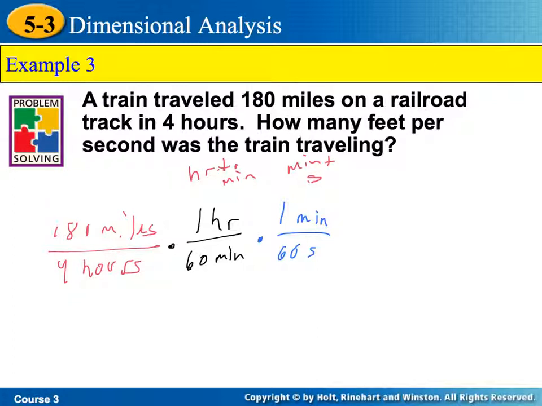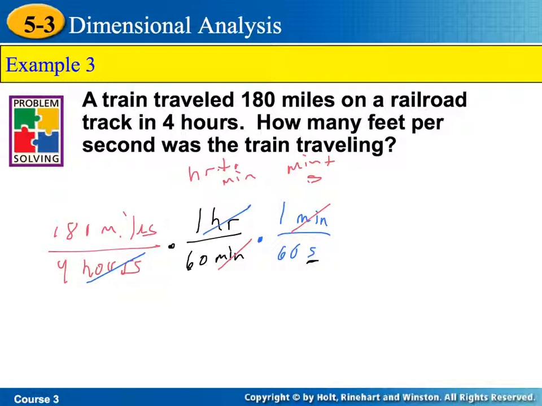The reason why I do that is because look at your labels. Look what I can cancel. If I cross here, hours cancels with hours. See how they simplify out? They cancel each other out. Also, minutes cancels with minutes, because I have a numerator and a denominator, just like a fraction. Hours and hours cancel, minutes and minutes cancel, and I'm left with my unit of time in seconds.